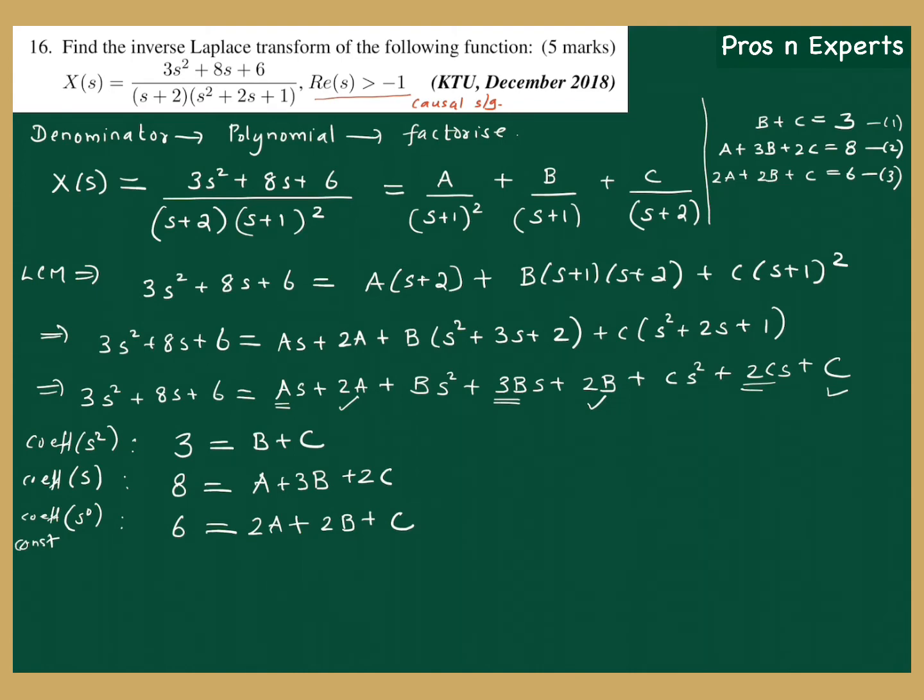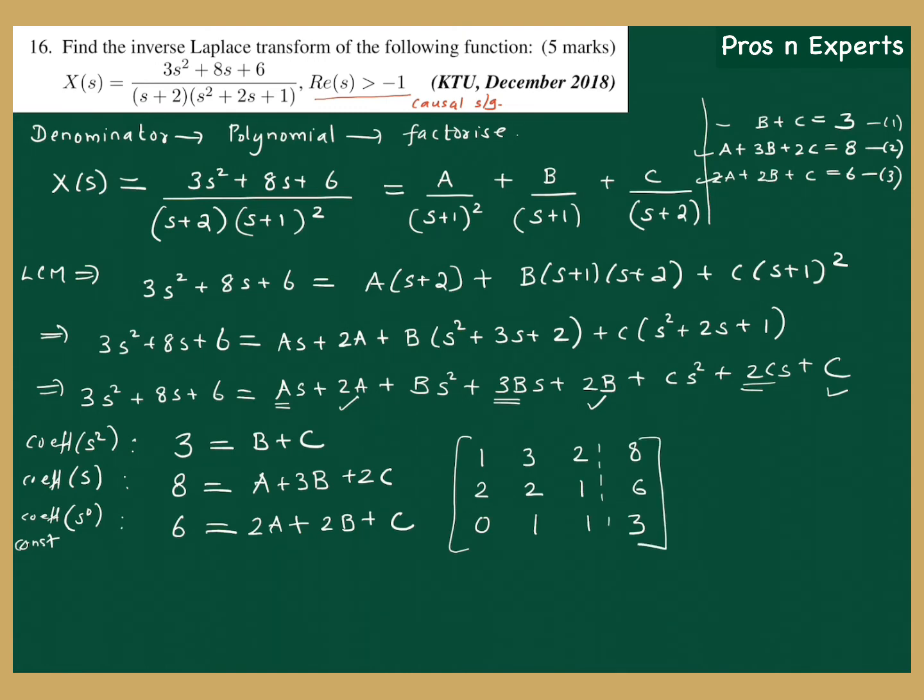Now I can simply find a, b and c using any method. I can use the determinant method, or I can write 1 3 2 8 for equation number 2, then 2 2 1 6 for equation 3, and 0 1 1 3 for equation number 1. So this is the augmented matrix.